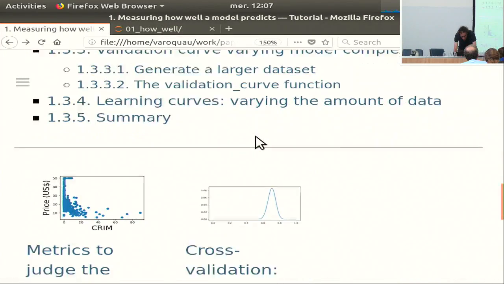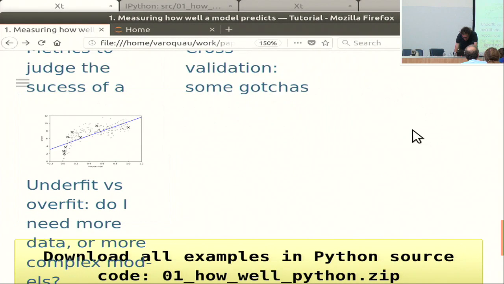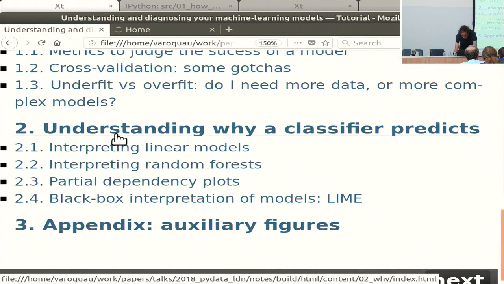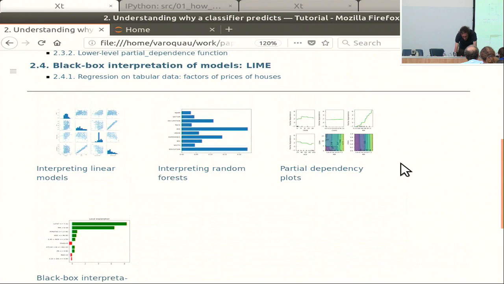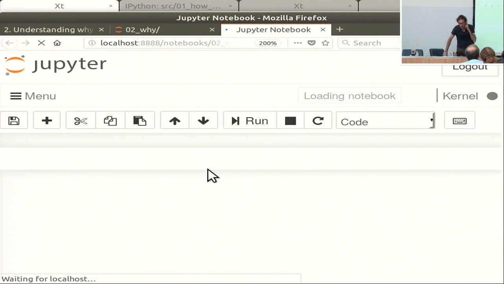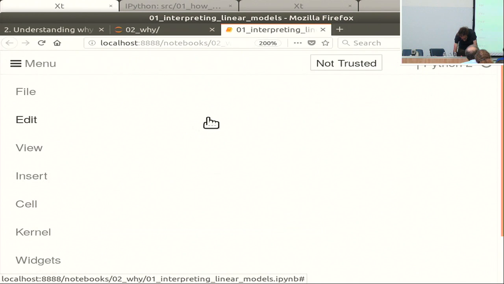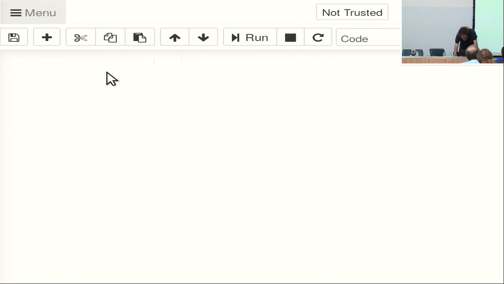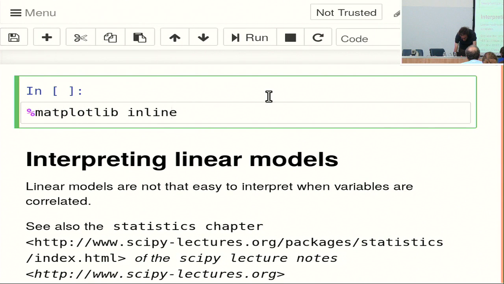So now we're skipping to part 2, okay? And on the website, this means going back to the index and then switching to understanding why your classifier predicts. And you can download the notebooks at the bottom of this. Okay? So why? And I'll start with linear models.